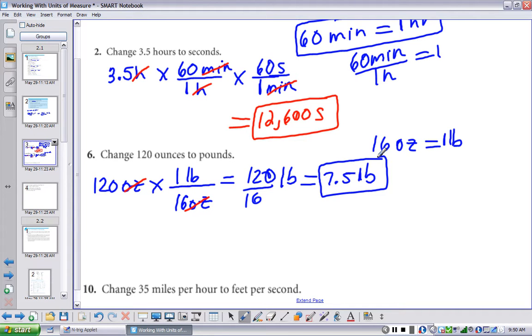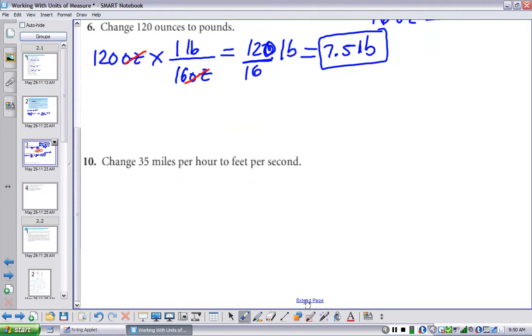Okay? So again, here we didn't just have 1 in that denominator. Let's look at the next problem. We need to change 35 miles per hour. And what does per mean? Per means we're going to have a fraction. Per is that fraction bar. Miles per hour to feet per second. Okay? We're changing miles per hour to feet per second.